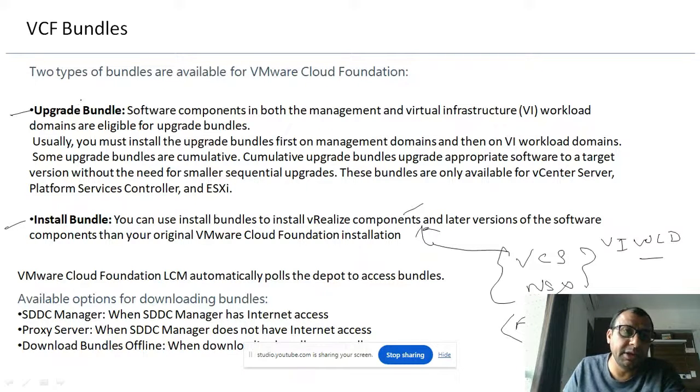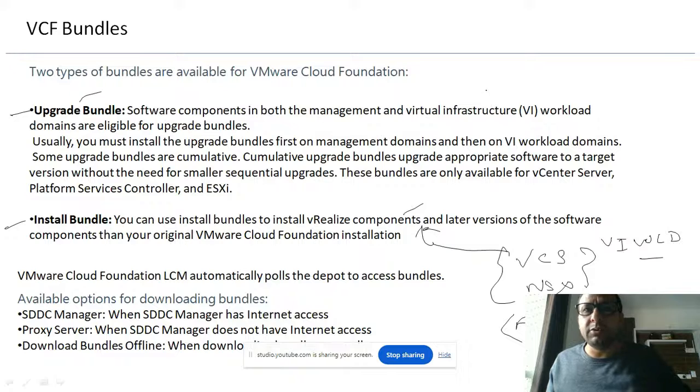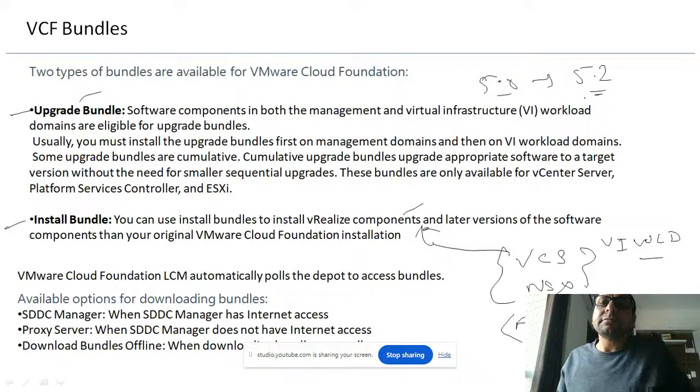When we say the upgrade bundle, for example, today you are on VCF 5.0, tomorrow you are planning to move to VCF 5.2, maybe other than that, then you have to download all the bundles within your SDDC Manager, either by directly enabling the internet or the proxy configuration, or the other way, you can download the bundle offline by using the Bundle Transfer Utility on any Windows server or maybe a Linux server, and later on you can push all the bundles into the SDDC Manager and you can use that.